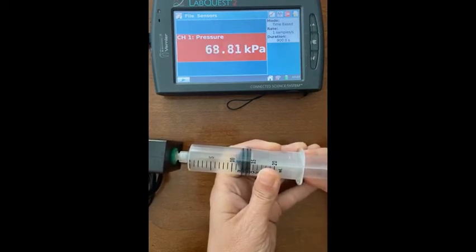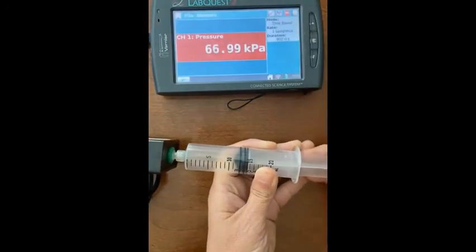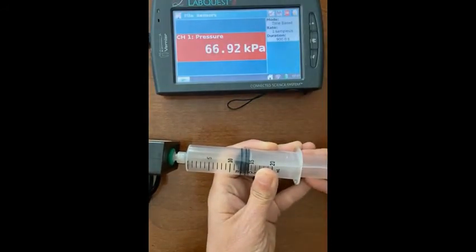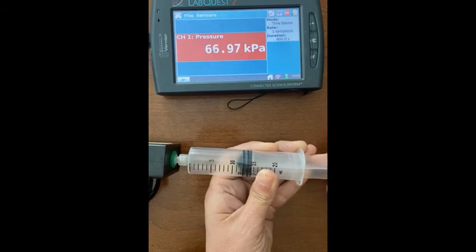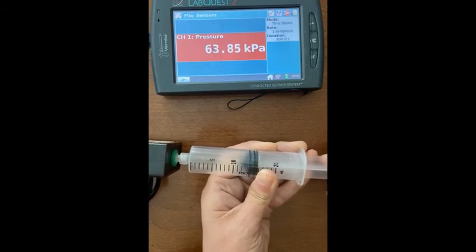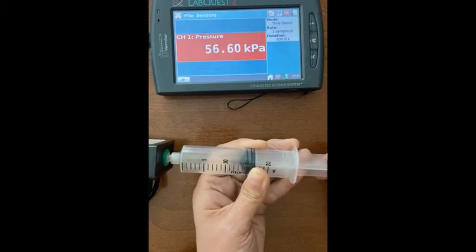Now we're going to do the same measurements, but we're going to increase the volume, going to 12.5 milliliters. So right here at 12.5 milliliters, my pressure is about 66.91 kilopascals. If I increase the volume even further to 15 milliliters, at 15 milliliters, my pressure is 56.59 kilopascals.